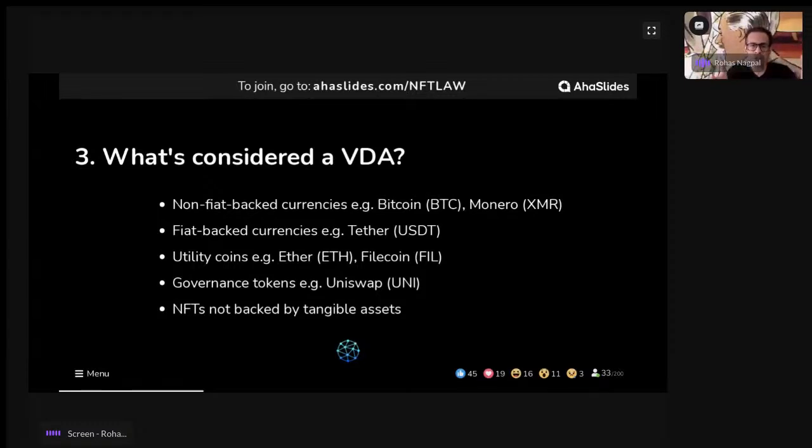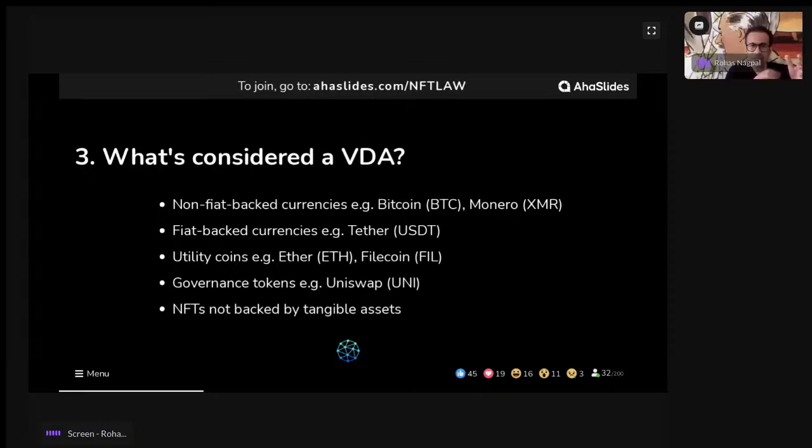The third is utility coins. Utility coins are those cryptos that we use for specific purposes, like ETH is used to pay gas fee on the Ethereum platform. Filecoin is used to pay for transactions of storage that you are going to do. Even they come under the definition of VDA. Then comes governance tokens like Uniswap. Uniswap is not used as a currency. It's not really a utility coin. You don't use it on the platform, but you use it as a governance token to participate in important decisions that are taken on the Uniswap platform. So even governance tokens are covered.